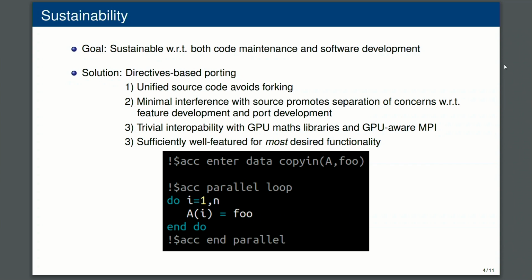Also, CASTEP, like many other codes, is reliant on maths libraries and also MPI, and there's trivial interoperability with the directives-based approach with these things. So it's not in any way an obstacle to using directives. And also, the directives themselves, typically we find, are sufficiently well featured for most desired functionality. I'll come back to this in a little while, but for most of what we need in CASTEP, the directives are enough. We don't have to go to a low-level, vendor-specific language such as CUDA or what have you.